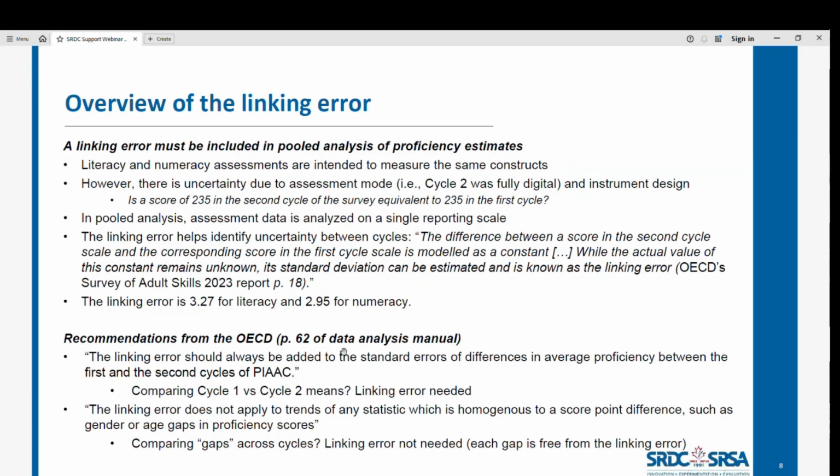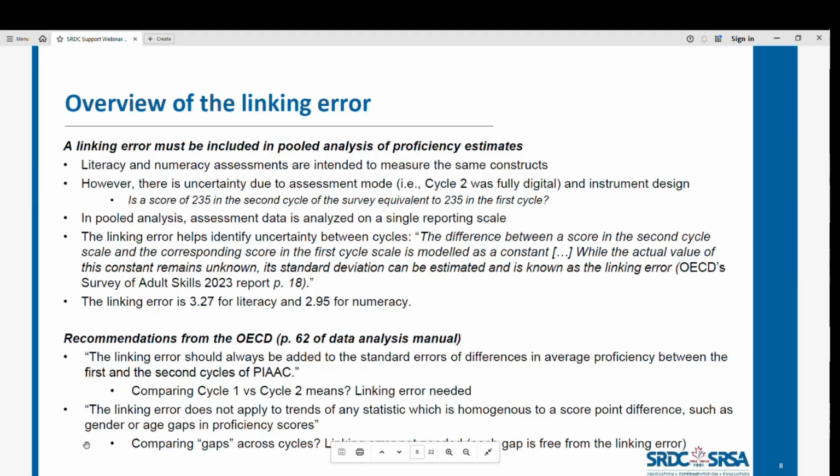There's an important caveat here though, and this is found buried in the data analysis manual. And there's, again, two quotes here that I think are really useful. The first one, they write, the linking error should always be added to the standard errors of differences in average proficiency score between the first and second cycles of PIAAC. So what I interpret this as is if you are comparing cycle 1 and cycle 2 literacy or numeracy scores, you need to incorporate this linking error.